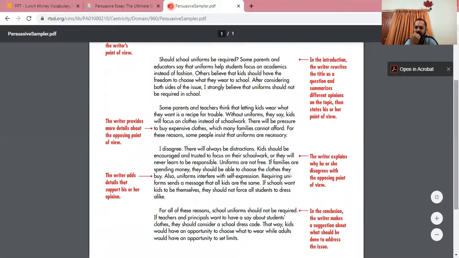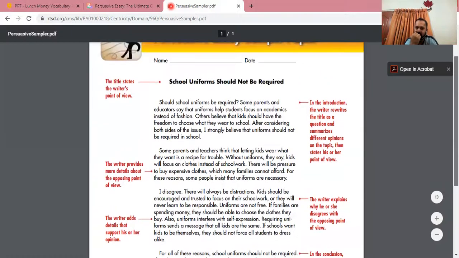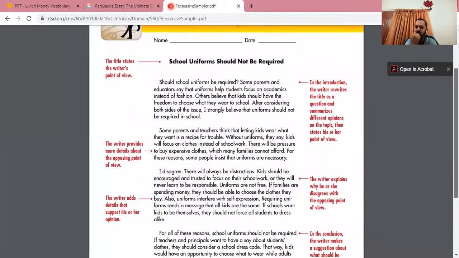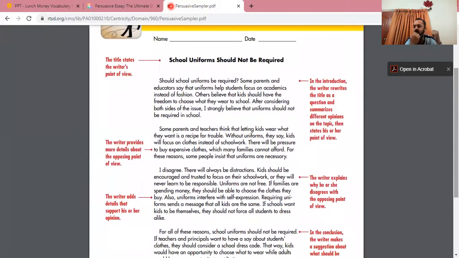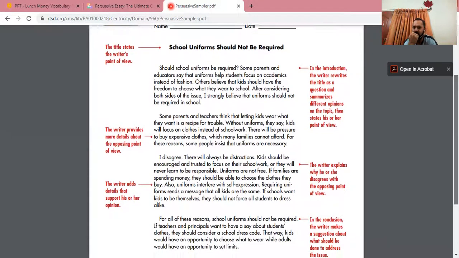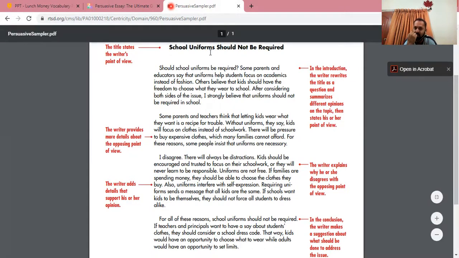So if we see here, the topic is the same topic as we discussed, right? Schools uniform should not be required, right? This is the topic, right? So up there's an introduction in front of you, okay? So in the introduction, the writer rewrites the title, right? Of his different opinions देंगे, and then the writer tells in the thesis statement what is his or her own point of view. I'm talking about this part, right? Particularly this part, the thesis statement I was talking about, this one.